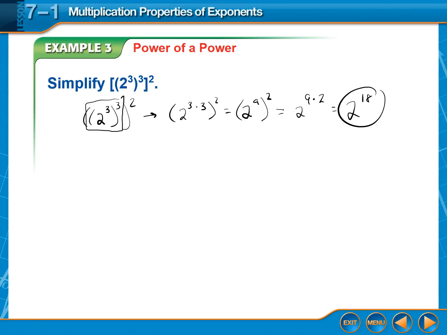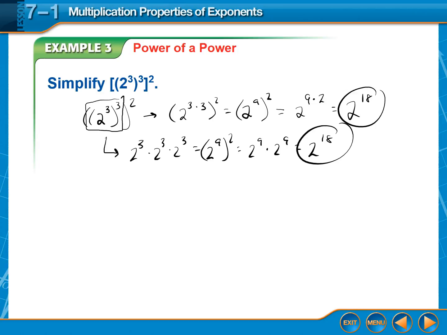Okay? And if this doesn't make sense, you can write it out the other way and see that it does work. So if I did 2 to the third 3 times, and then add these together, 3 plus 3 plus 3 would give me 2 to the ninth. Then do 2 to the ninth 2 times, so 2 to the ninth times 2 to the ninth. 9 plus 9 would be 2 to the 18th. You see, either way, I get the same solution.